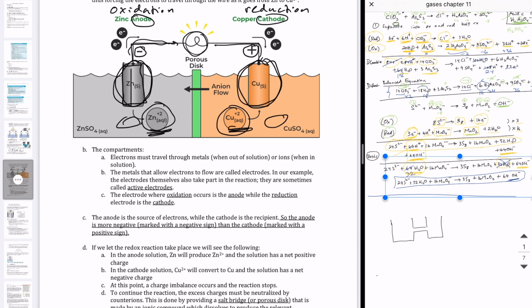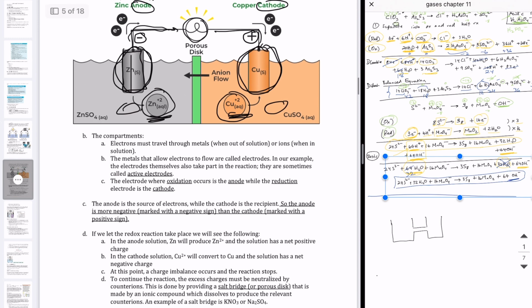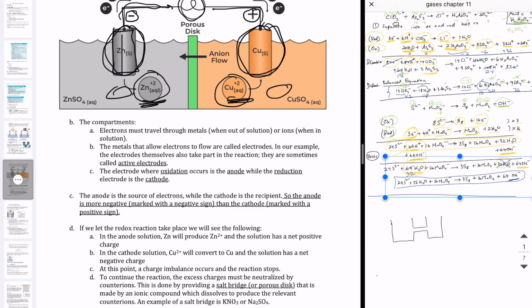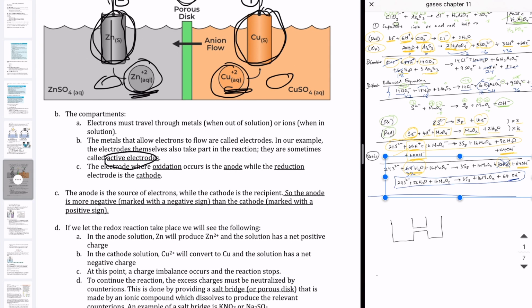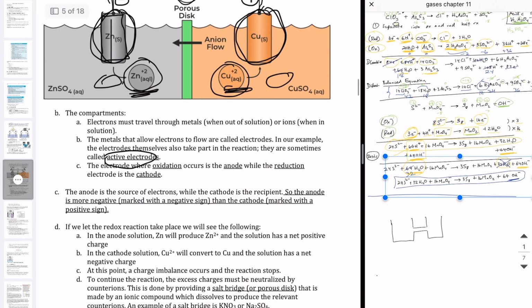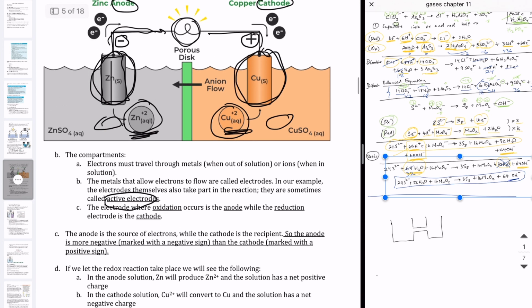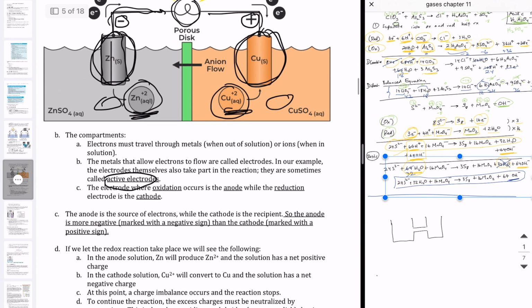Now, if the metals themselves are actively involved in the redox reaction, like both of these zinc and copper electrodes are, we call those active electrodes. Okay, active electrodes, because they're actively involved in the reaction. Sometimes, as you'll see later, not all electrodes are always involved in the actual redox reaction. Some electrodes are just there to provide a path for the electron to flow. So when that's the case, we call them inactive electrodes, okay, because they're not actually involved in the reaction. They're merely just a way for the electron to go from one place to another.